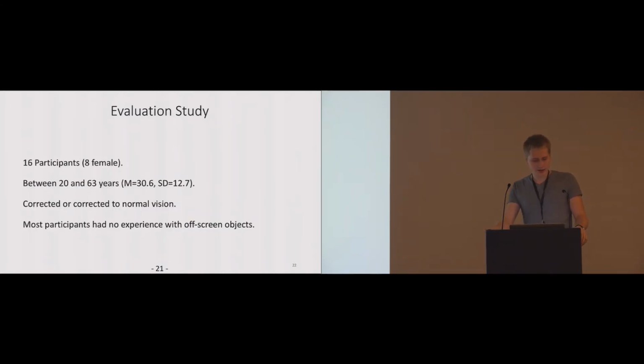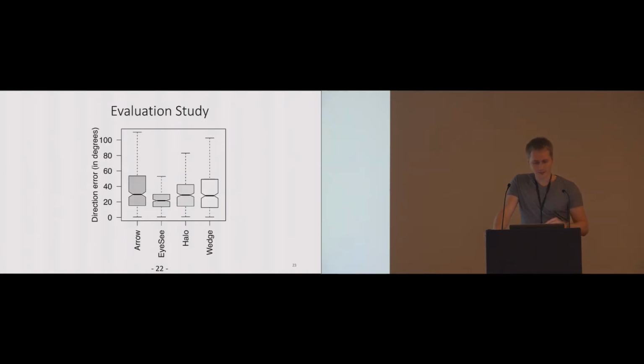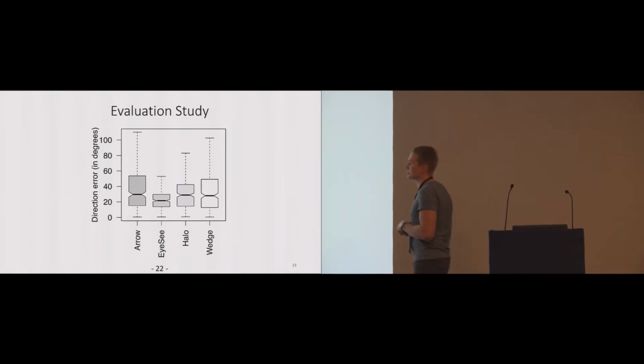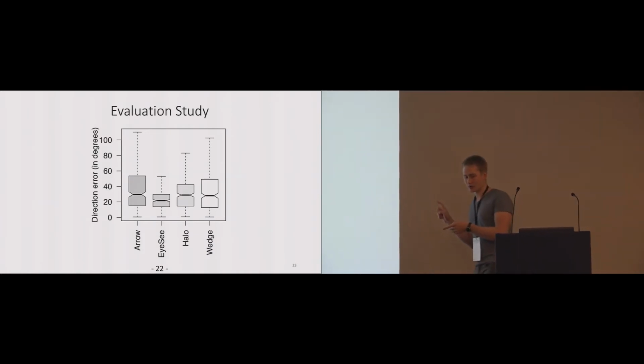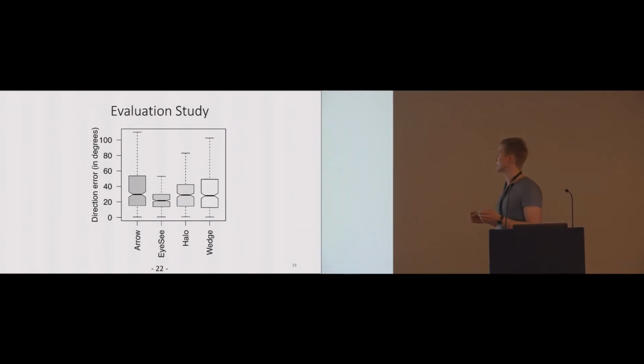Again, we ran a study with 16 participants, 8 were female, all had normal or corrected-to-normal vision, and in this case, almost nobody had experience with off-screen objects. So what our results show here is the direction error in degrees, which means how much error there was in direction estimation. For example, if it was 90 degrees and 0 on horizontal, this means we're in a circle of 20 degrees around that.